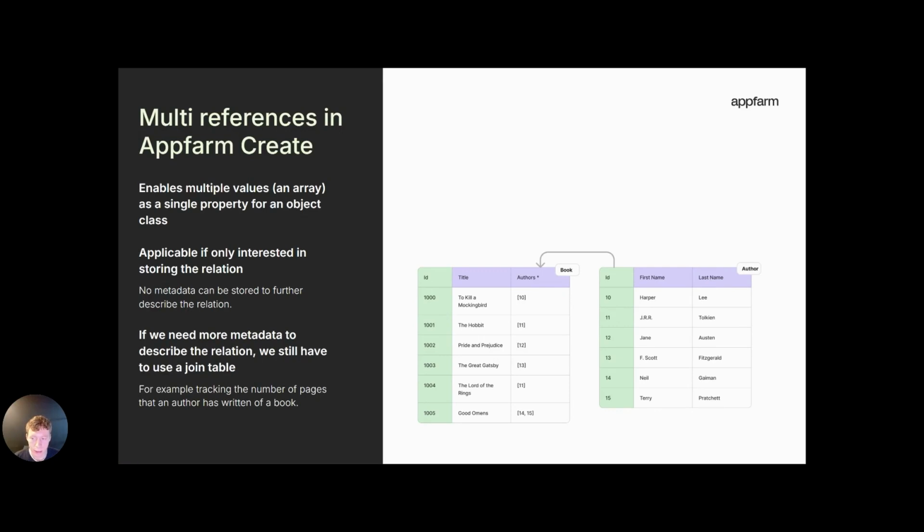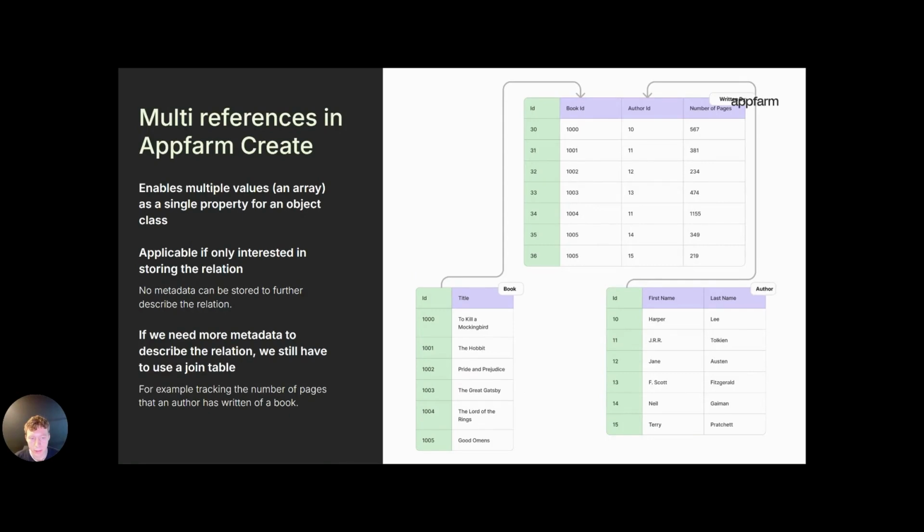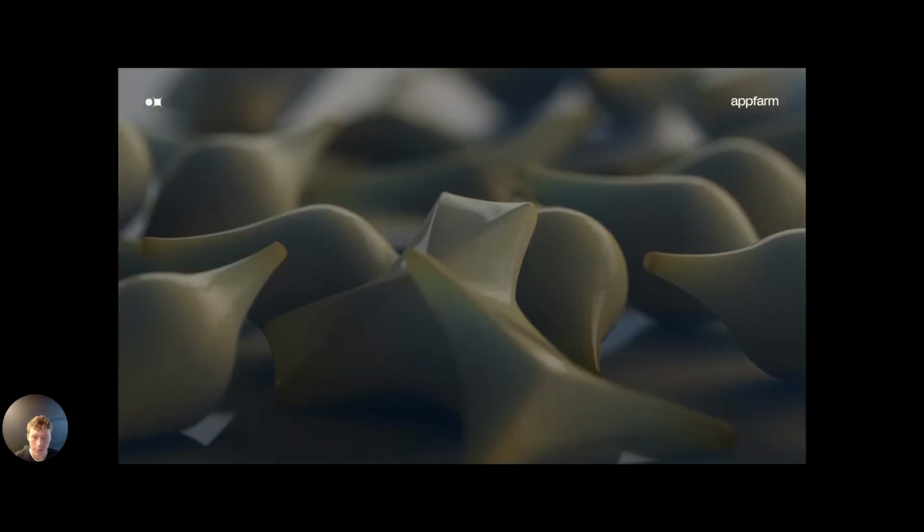While multi-references are a breach of first normal form, as we've said already, there are use cases where this is useful. This example on the right-hand side is only relevant where, to represent the relationship between book and author, we only need the author ID. If we needed more metadata about this relationship, then the join table, which we've discussed already, would come into play again. For instance, if we wanted to track the number of pages which each author wrote for each book, we couldn't do this with multi-references, so we would then need to create this join table and create the many-to-many relationship in this way.